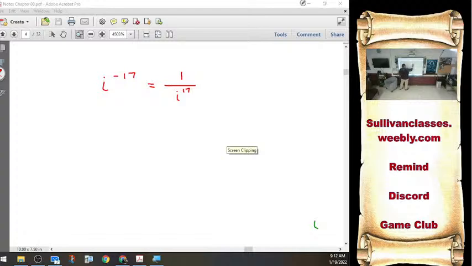That's 1 over i to the 17th. Well, the problem with that is, this is i to the, 4 by 4 is 16, so that's 1 over i. Does anyone remember why this is still not finished? Because i can't be on the bottom. Why not? Because it's a square root. It is improper to leave a radical in a denominator. You have to rationalize it.